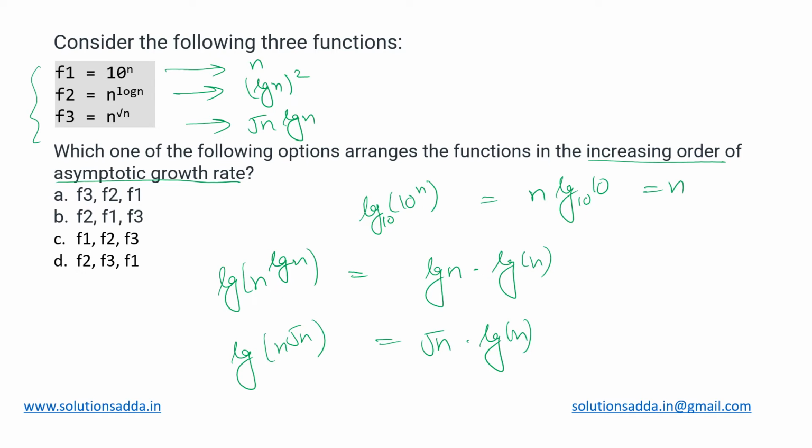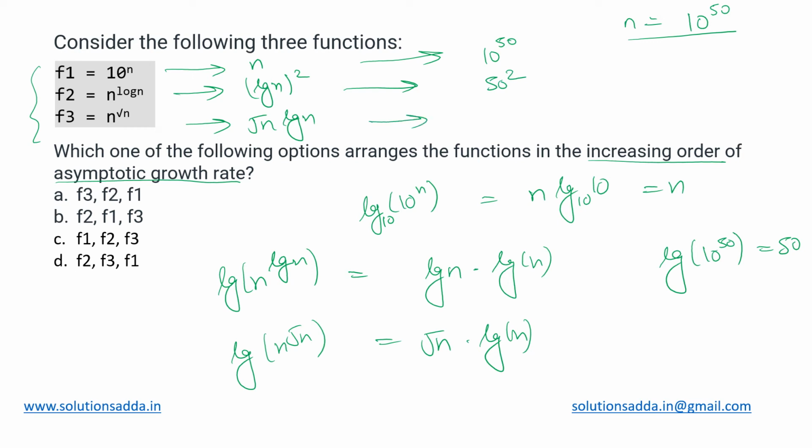Alright, now let us substitute some large value of n, let us say 10 to the power 50, that would do. When we substitute that value of n, the log of f1, which was n, converts into 10 to the power 50. Then f2 is log n squared. So what does log of 10 to the power 50 become? It is simply 50. So this becomes 50 squared, which is not very huge.